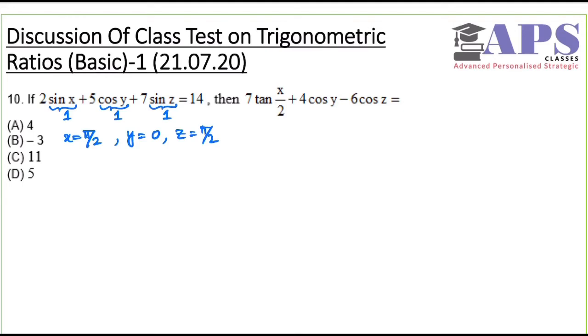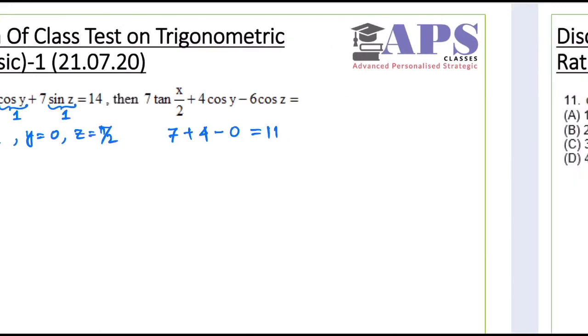Okay, so if I put these values in the expression here, tan pi by 4 is 1, so this becomes 7, cos 0 is again 1, so this becomes 4, cos pi by 2 is 0, so minus 6 into 0, so that gives us 11 as the answer. So here option C is correct.